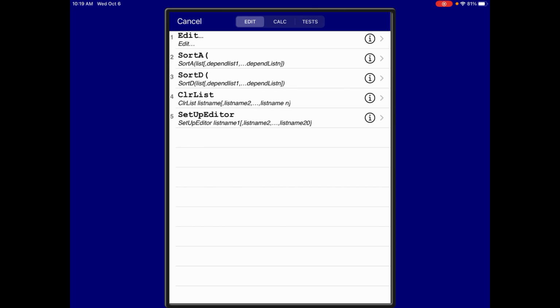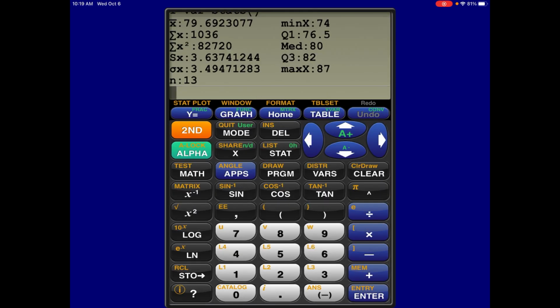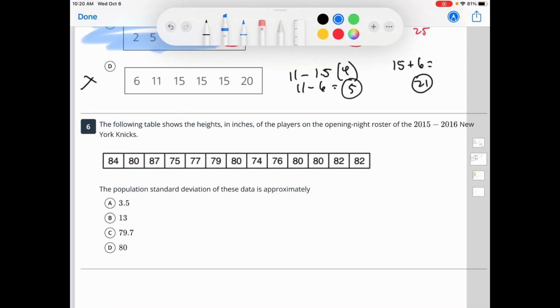Perfect. Stat, calc, 1-var stats. It's already in list 1. And so the population standard deviation, σx, is 3.49. And that one is A.